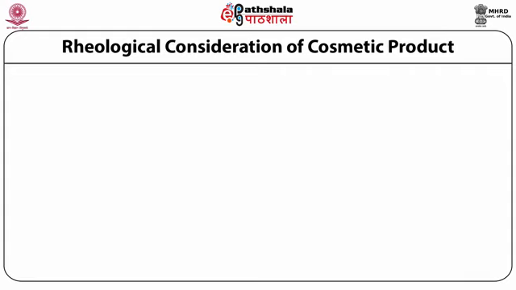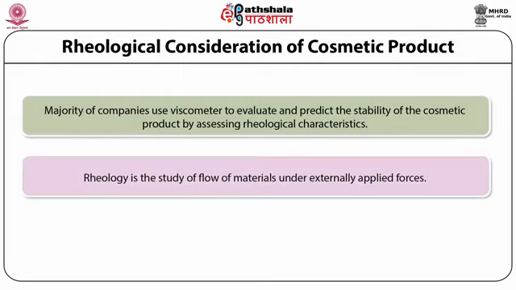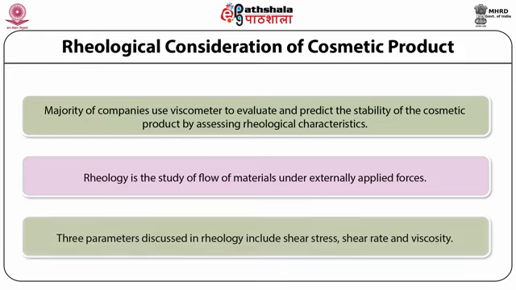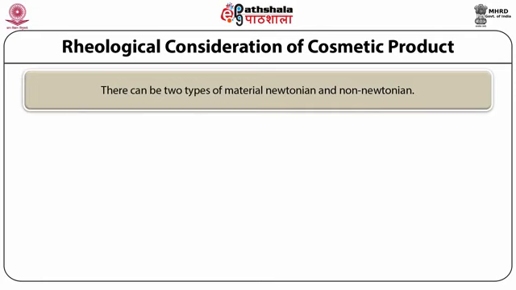Rheological consideration of cosmetic products. The majority of companies use a viscometer to evaluate and predict the stability of the cosmetic product by assessing rheological characteristics. Rheology is the study of flow of material under externally applied forces. Three parameters discussed in rheology include shear stress, shear rate, and viscosity. There can be two types of material: Newtonian and non-Newtonian.